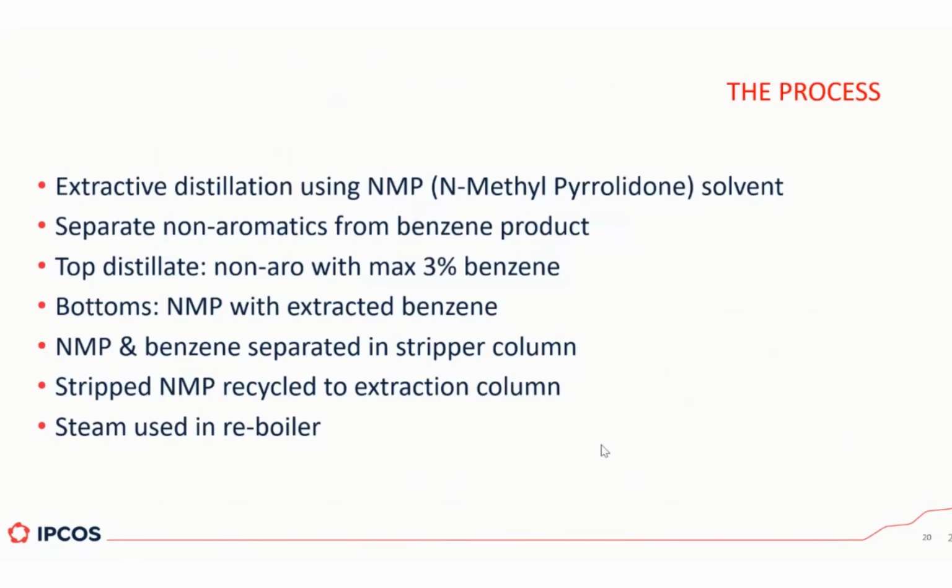You had both requirements for top and bottoms. In the top, you wanted to have non-aromatics with a maximum amount of benzene of 3%, and then in the bottoms, you wanted to have basically just your solvent with the extracted benzene. The solvent was, of course, recovered in a stripper column downstream. It's basically like a cycle, which was then recycled back to the column. Steam is used in this reboiler, meaning that the energy this column needs is an energy you pay for. So it's important in terms of how you optimize it.